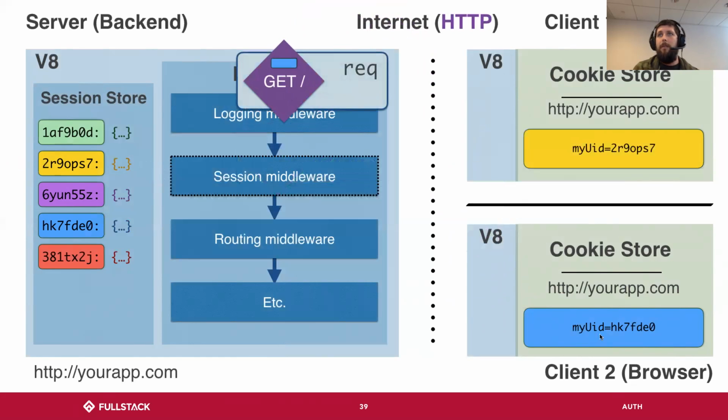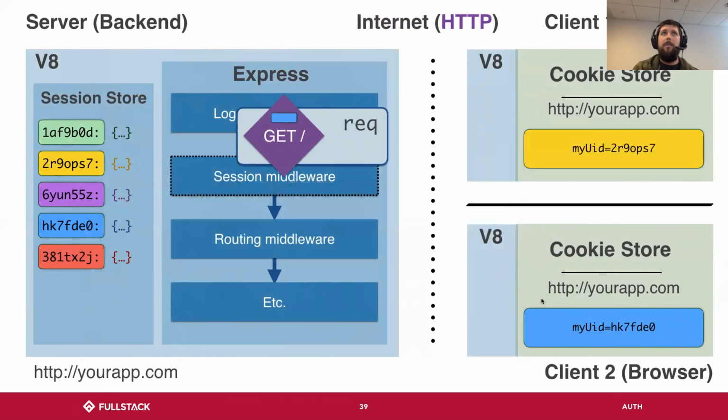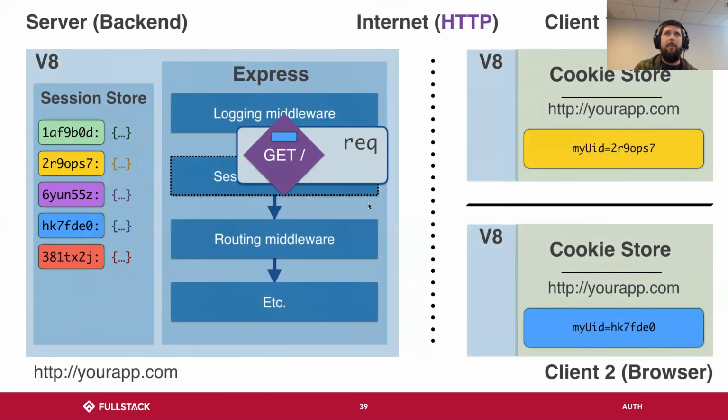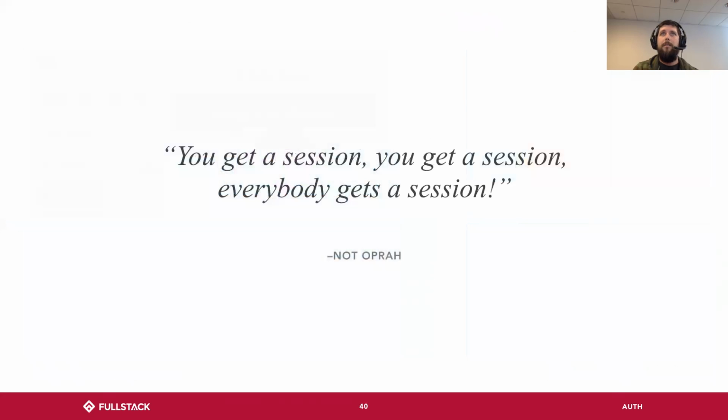But then if Casio goes ahead from his laptop and makes a request to yourapp.com, he's got his own cookie, UID HK7. It's just going to go ahead and get to our session middleware. Our session middleware will be like, oh, hey, who are you? HK7, good old HK7. I'm going to go ahead and look you up in the session store and attach the information I find there to req.session for this request response cycle. So the way that it works is you get a session, everybody gets a session. We've all got our own sessions.